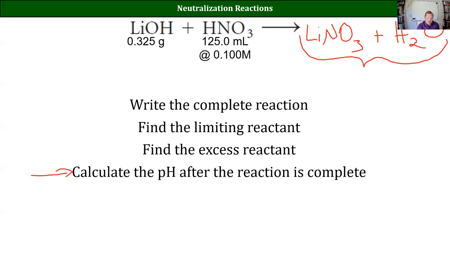And if we want to know the pH, it is going to be controlled by either hydroxide concentration or strong acid concentration. So whichever of these is left over, we just find the concentration of it and then use that to get to pH. Right, so just like any of these stoichiometry problems, our first step is put it into moles.